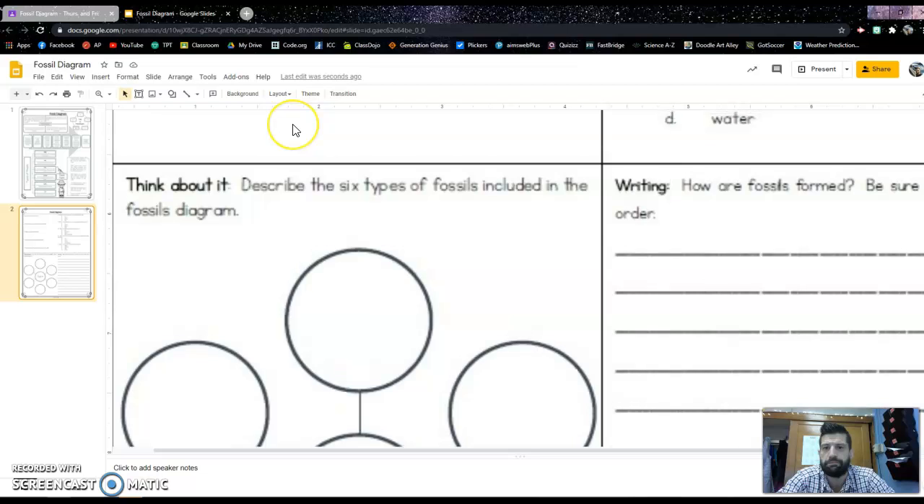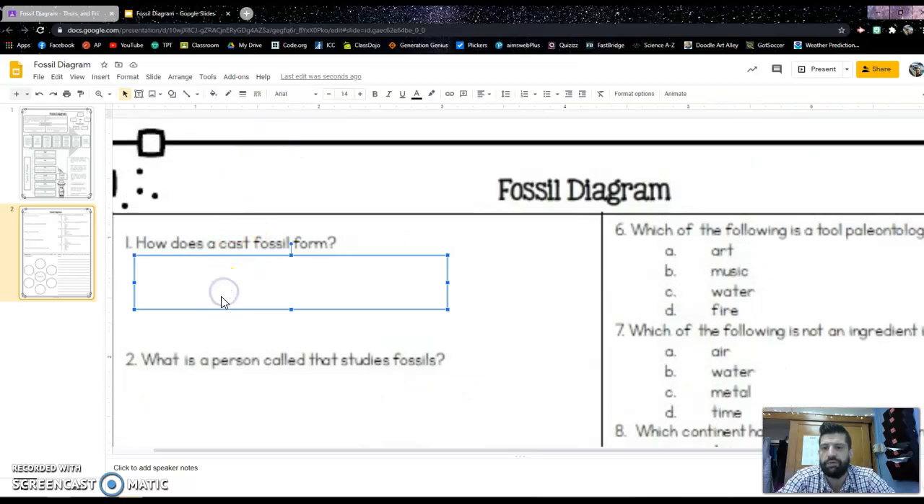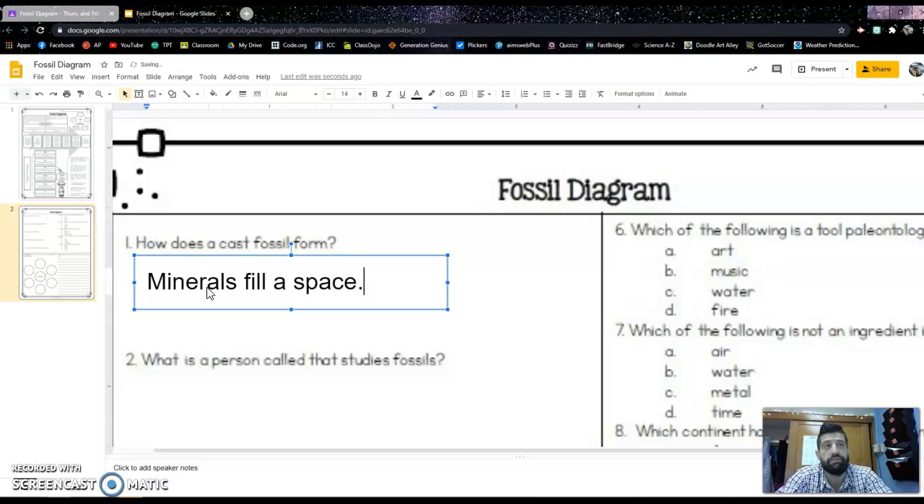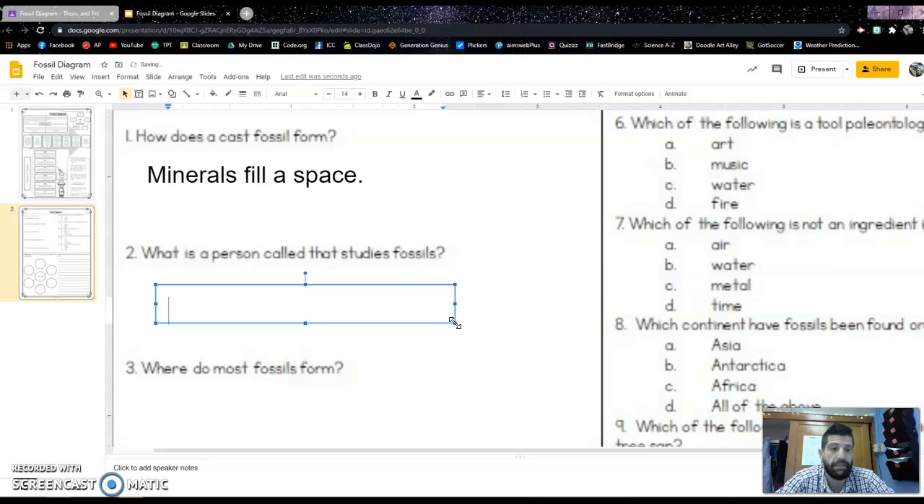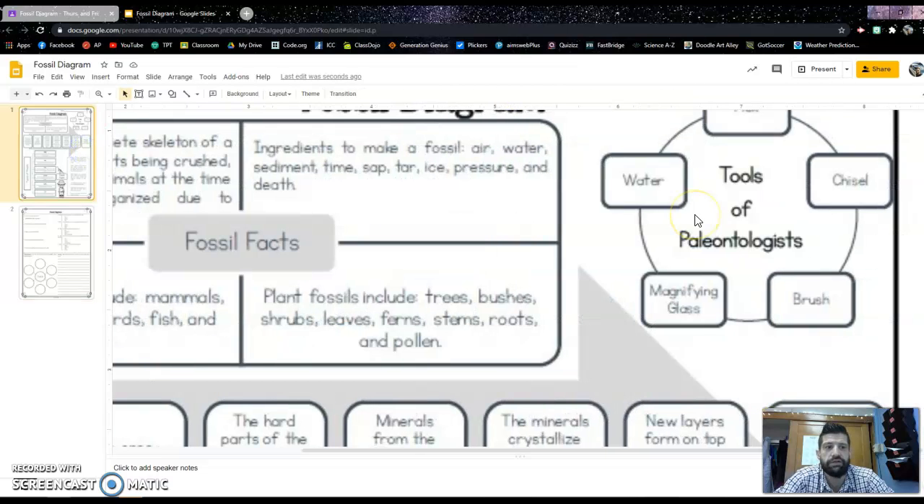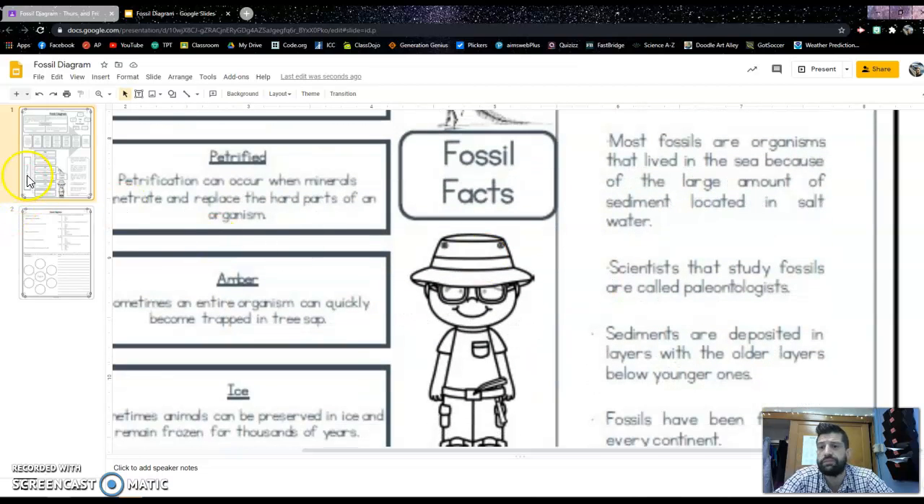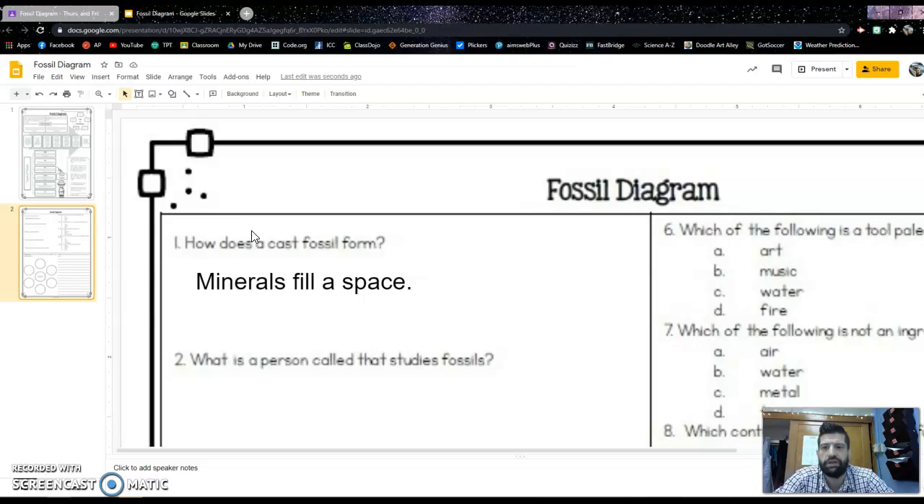So going back to here, oh, it moved on me. But I find my text box again and I would put minerals fill a space. Okay, and I can put that in there. Click down, scroll down. So, number 2, what is a person called that studies fossils? Again, this is one I said I wouldn't highlight because I know that one. If you're uncertain, you can go back to here again. Right here is a good clue. I'd also mentioned it down here. So make sure we're finding that information if needed.